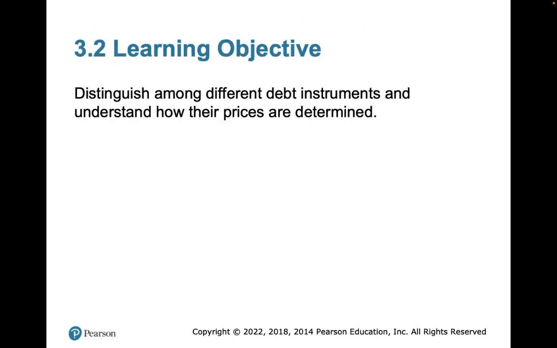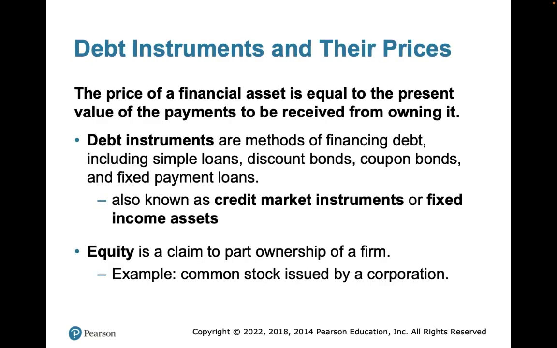We're going to look at the difference between debt instruments and understand how their prices are determined. For debt instruments, the price of a financial asset is equal to the present value of the payments to be received from owning it. Now, what are debt instruments? They are just methods of financing debts. It will be through fixed payment loans, coupon bonds, just normal simple loans. They are also known as credit market instruments or fixed income assets.